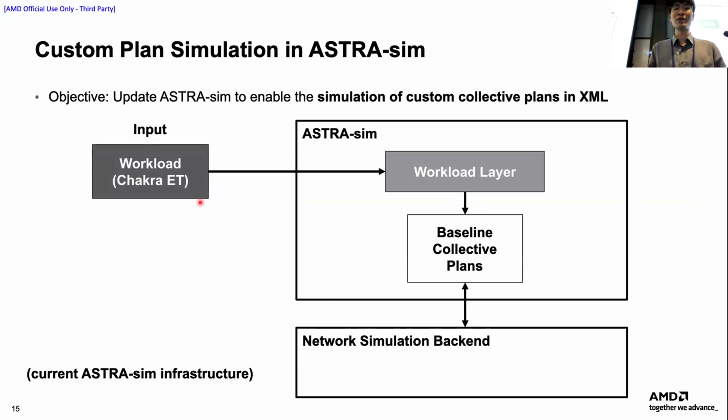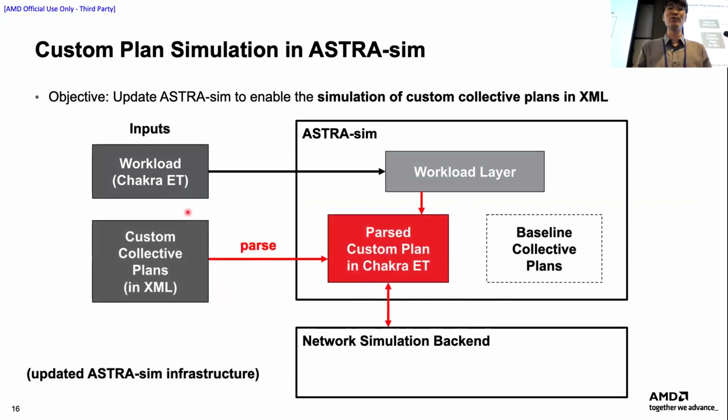As I mentioned, what's happening in ASTRA-sim is that it parses the Chakra ET in the workload layer. Whenever we have to run the collective communications, as I showed in how the system layer works, it will break down the collective into multiple sends and receives and send them to the network simulation backend so that the network can simulate that. But the objective in our new work is to update this ASTRA-sim flow to enable the simulation of custom collective plans represented in XML.